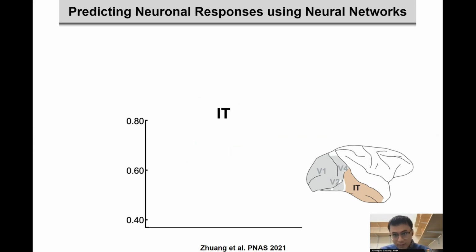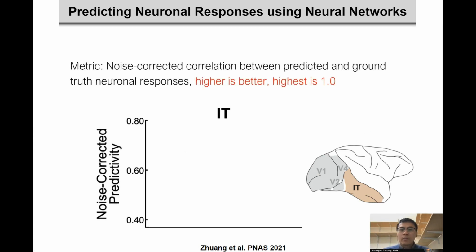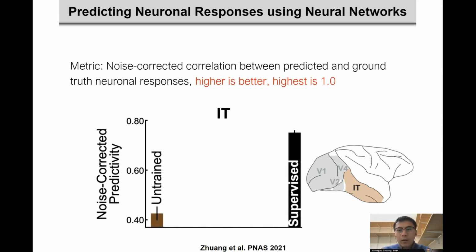So I will first look at the predictivity on the IT area. The metric that we will look at is noise-corrected correlation between predicted and the ground truth neural responses. Higher is better, and the highest is 1. Here, the black bar represents the supervised model, and the brown bar represents a model that's totally untrained. What we can see here is that the supervised model achieves good predictivity on predicting IT neural responses, and is much better than the untrained model.